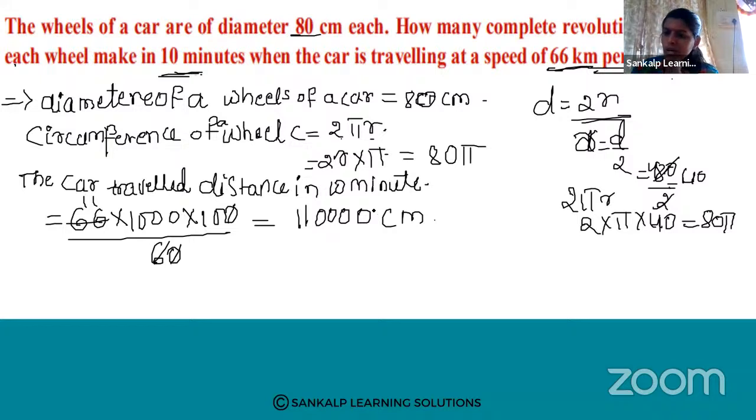40 you will get. Okay, now so this is the distance the car traveled in 10 minutes. Now the number of revolutions: how many complete revolutions does each wheel make? That means we have to find out the number of revolutions.